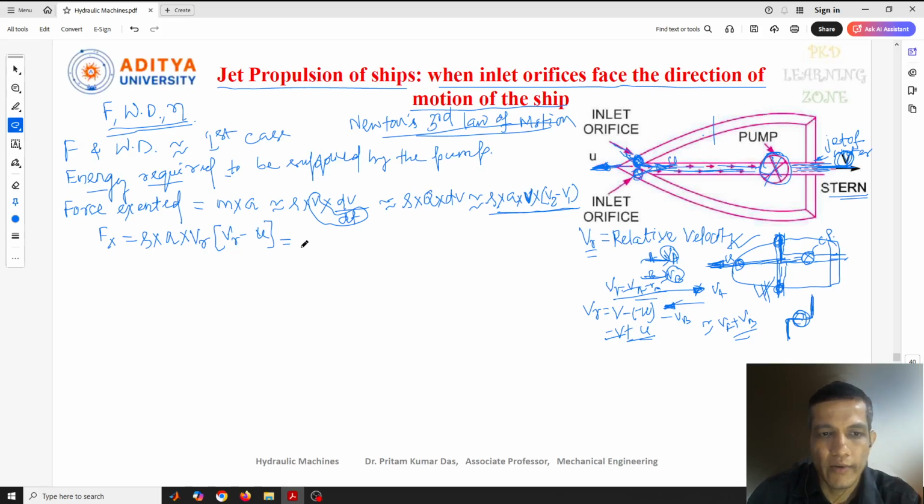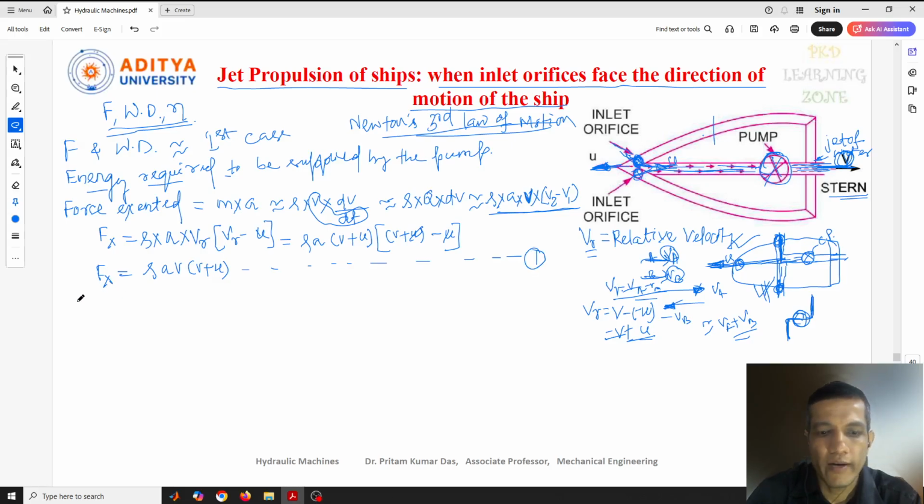Again we can write this as rho A, and in place of this we write V plus U in brackets, and here V plus U minus U. If you multiply this out, or do some addition and subtraction here, finally we get Fx, the force exerted in the x direction, equal to rho A V into V plus U. This is our equation 1.